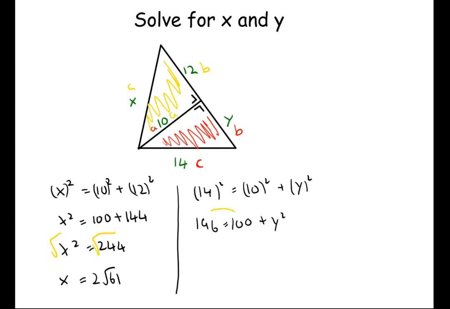We want the y squared on its own, so minus 100 from both sides, to bring over the 100 and change the sign. So 196 minus 100 is equal to y squared. So 96 is equal to y squared. Get the square root of both sides to get y on its own. So the square root of 96 in your calculator comes out as 4 root 6 in its surd form. So y is equal to 4 root 6.